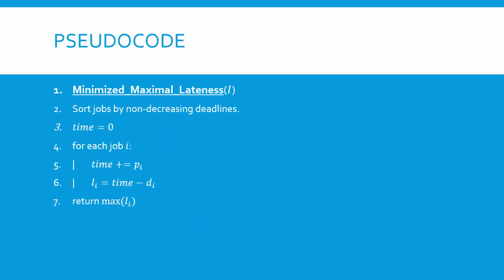The pseudocode describes the greedy algorithm. In line 2, we sort all jobs by increasing deadline. In line 3, we initialize a variable time to 0 to track the current time. The loop starting at line 4 processes the jobs in this order. In line 5, we update time to the finish time of the current job. In line 6, we compute the lateness of that job. Finally, in line 7, we return the maximal lateness over all jobs.